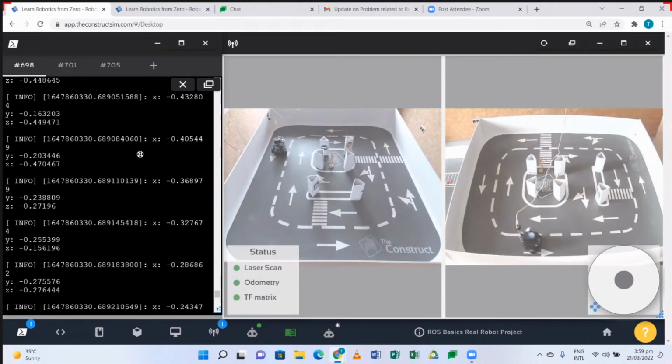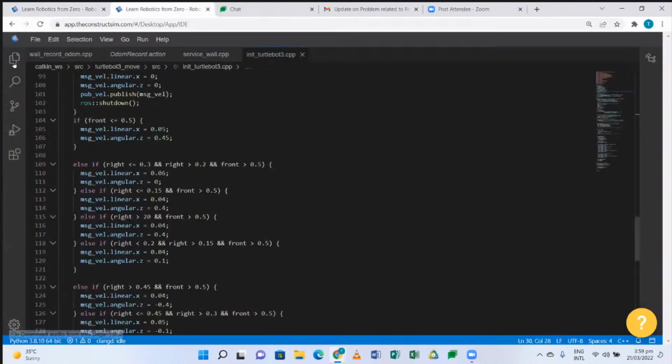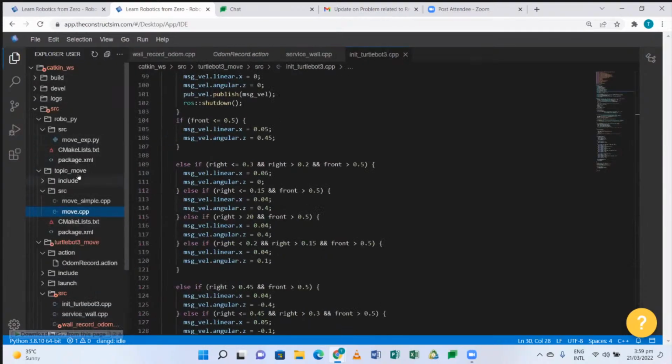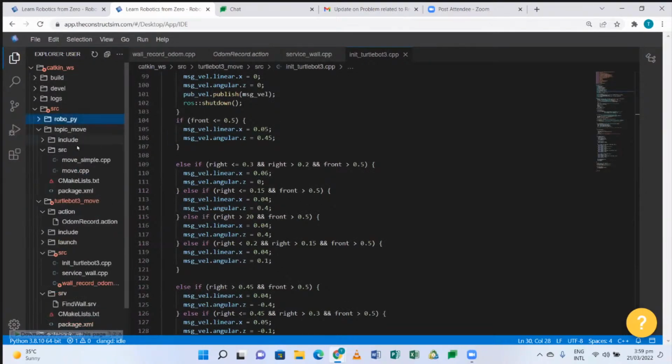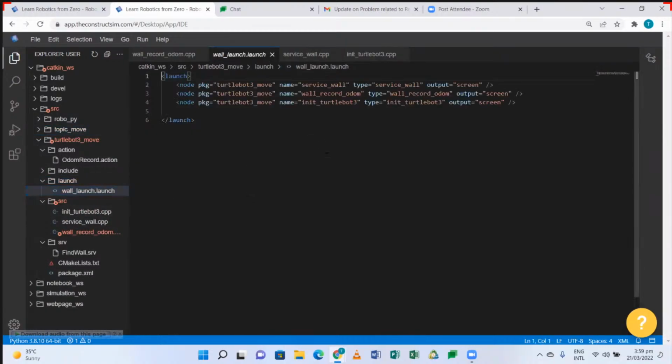Great. So to sum up, it's divided in three parts. One is the service that finds the wall, then the main node that follows the wall, and then the third is an action server that records the odometry while it's moving. Great. So it looks like it did what the project asked for. If you don't mind, go ahead and show us a little bit of your structure so we understand how you did these nodes.